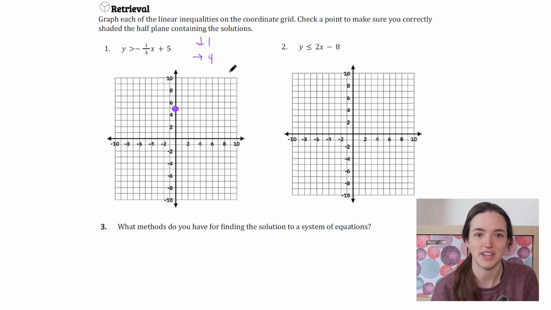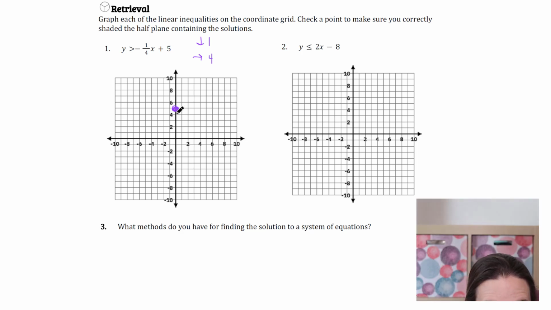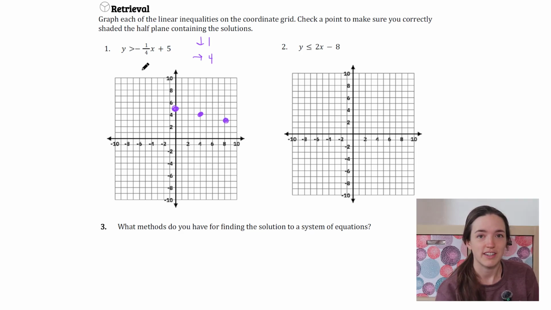And these lines are tiny. So 1, 2, 3. Oh my God. My eyes are watering. 1, 2, 3, 4. Now because this is greater than and not greater than or equal to, I'm going to do a dotted line. And I'm doing my best here, okay?